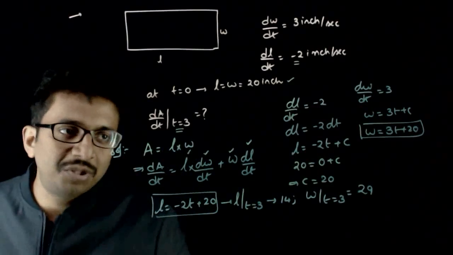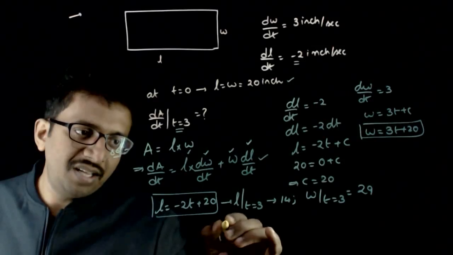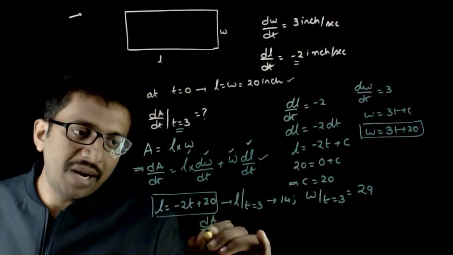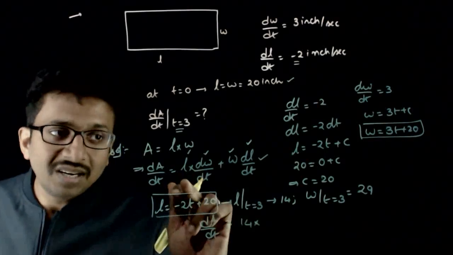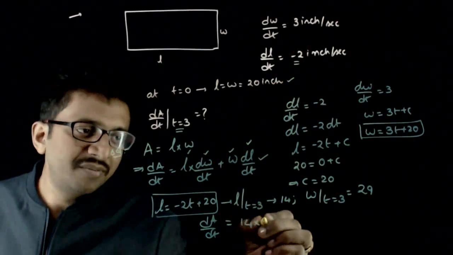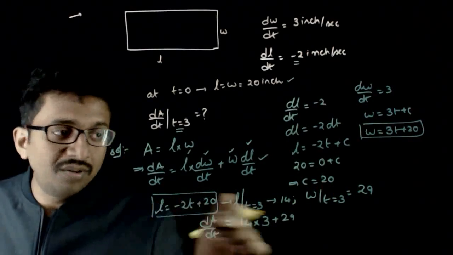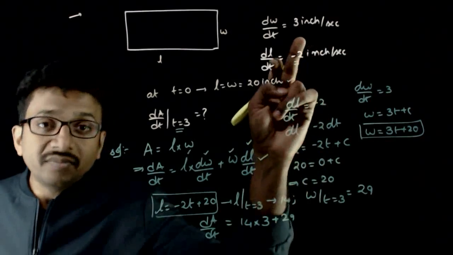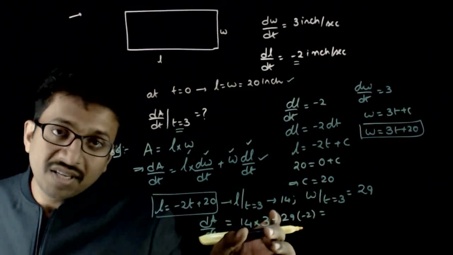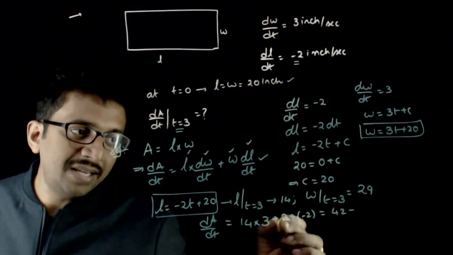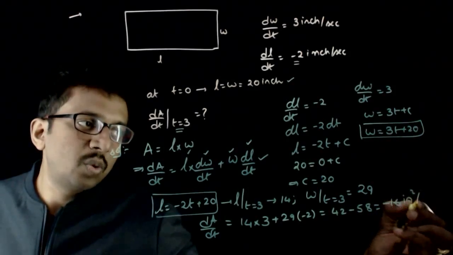What happens if you substitute? dA/dt is equal to length, which is 14, times dW/dt, which is plus 3, plus width, which is 29 at t equal to 3, times dL/dt, which is minus 2. That is equal to 42 minus 58, which is minus 16 inches squared per second.